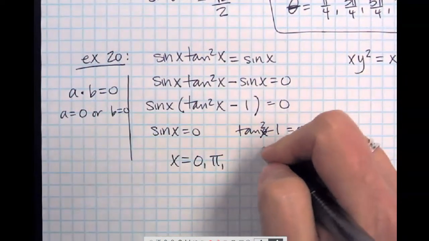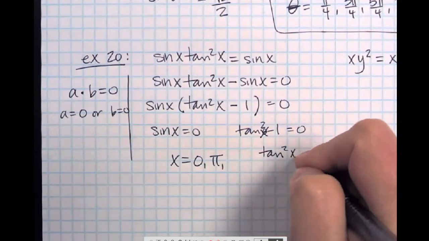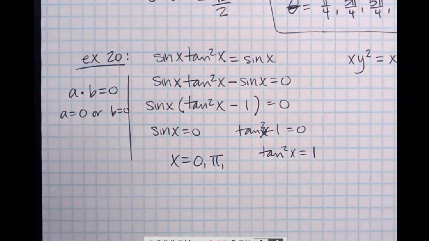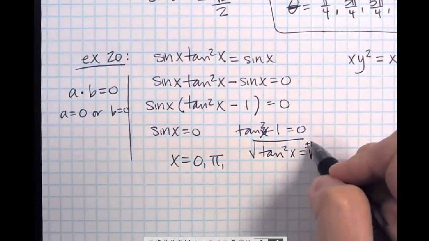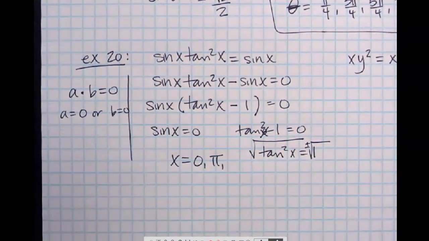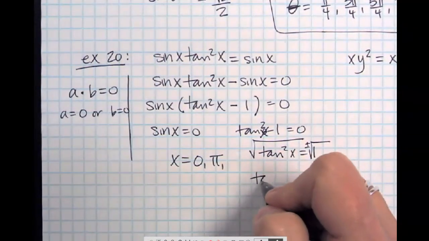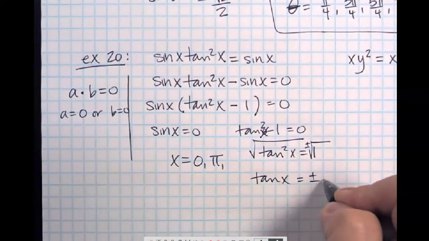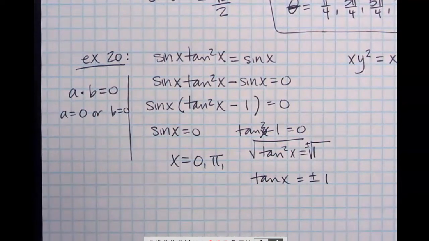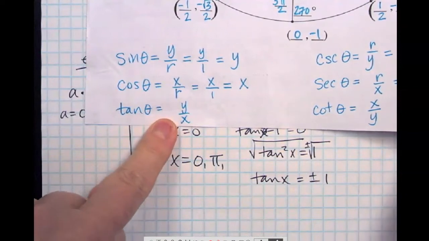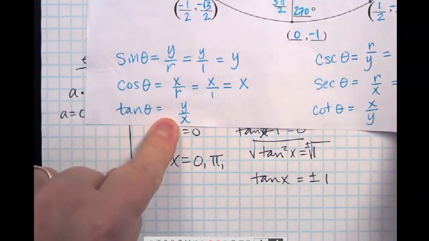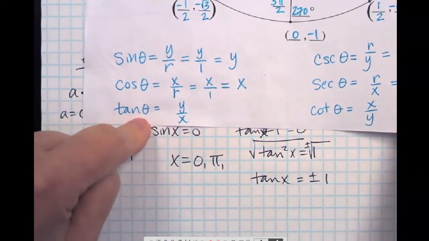Let's add 1. And then square root. But don't forget your plus or minus. What's the square root of 1 again? 1. Tangent x equals positive or negative 1. Okay, so I'm looking for where tangent is positive or negative 1. Remember, tangent is y over x. The only way that fraction is going to equal 1 is if y and x are the same thing.